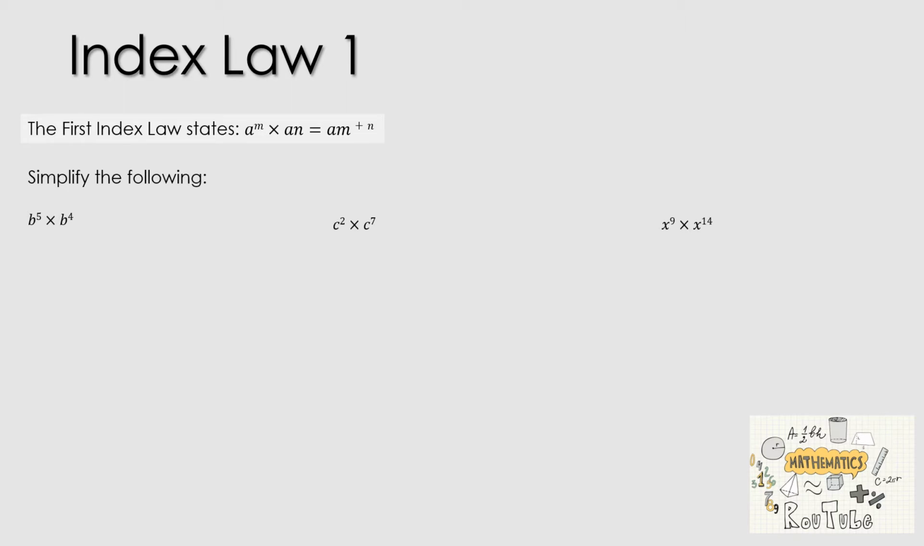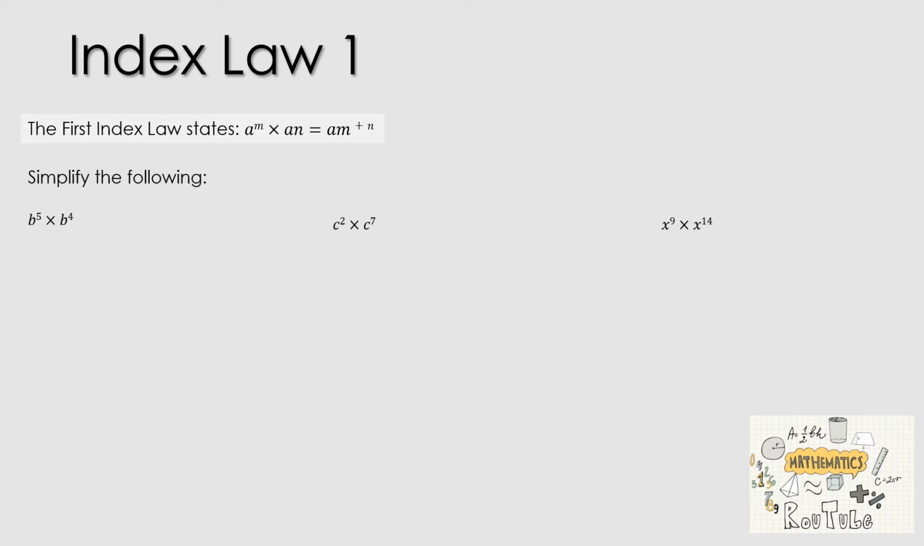Okay, so index law 1. The first index law states that a to the power of m times a to the power of n equals a to the power of m plus n. I reckon the most important thing, and what we're going to focus on first, is trying to unpack what that actually means.